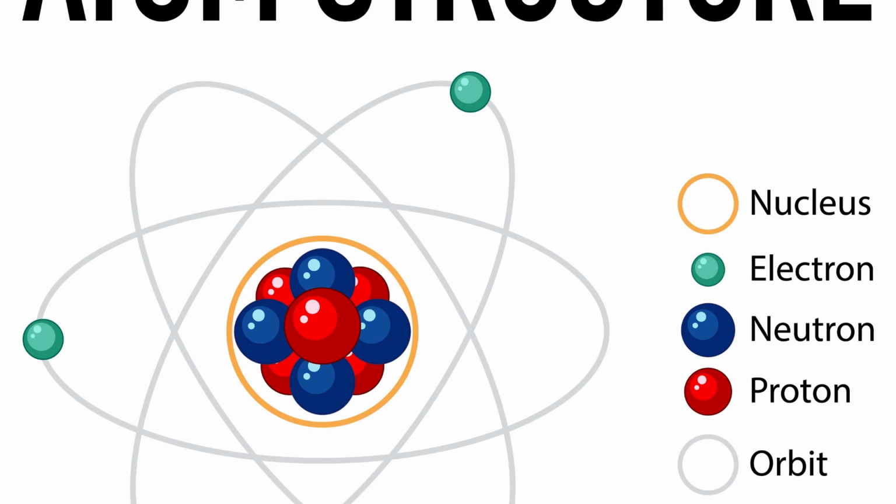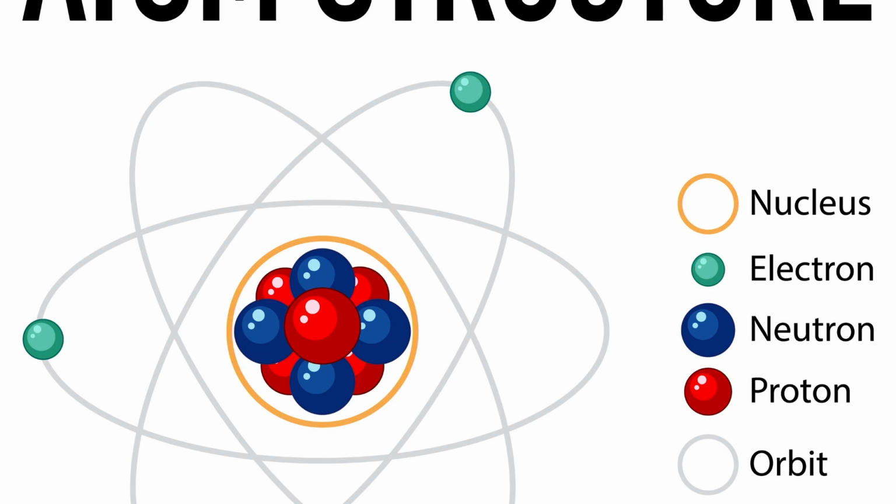Protons have a positive charge, while electrons have a negative charge. Neutrons have no charge and are neutral. The number of protons in the nucleus of an atom determines the element it is. For example, all atoms with 6 protons are carbon atoms. The number of neutrons can vary within an element, resulting in different isotopes.